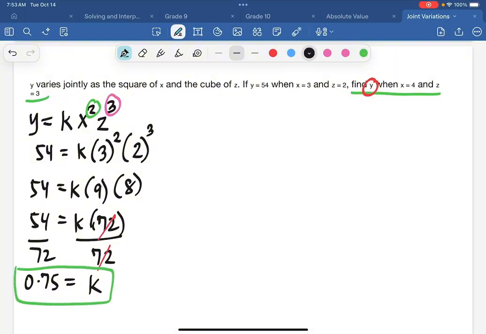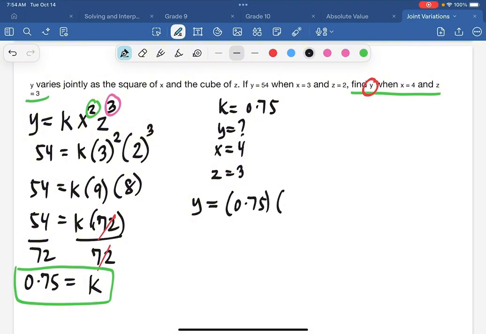Now based on this, we have certain values: k is 0.75, y is missing, x is 4, and z is 3. So we are looking for the value of y, and it's just an easy substitution. So we have here 0.75. The value of x is 4, and don't forget the square. And 3, and then it is cubed.